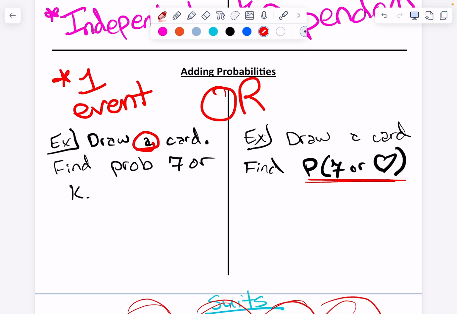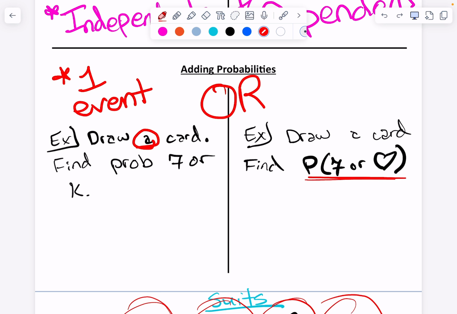Okay, so one event, and you see the word "or". That means you add. You see those words "or", you add. Now, there's a difference between this one and this one. We'll get to that. Let's solve the left one. I want to know the probability of a 7 or a king. I know I'm going to add those fractions together. What's the probability of getting a 7?